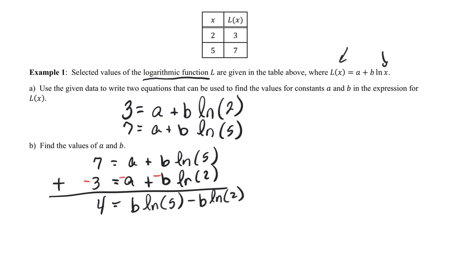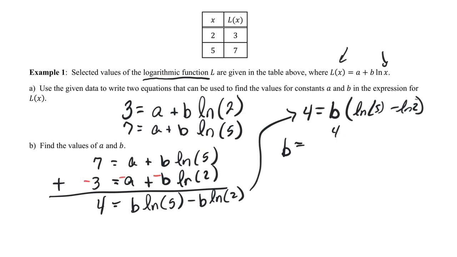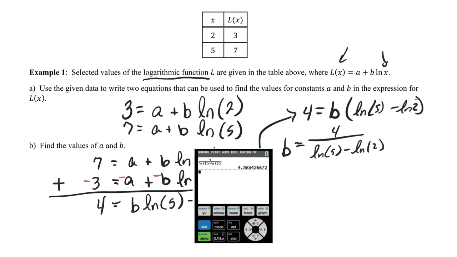And now I can factor out that b. That leaves me ln of 5 minus ln of 2 and I can divide by that. So b is going to be equal to 4 divided by ln 5 minus ln 2. Once you put it in your calculator, it should look like that. We're going to round that to 4 decimal places, but we're not going to use that rounded version to find a. So don't write down your answer for b yet.